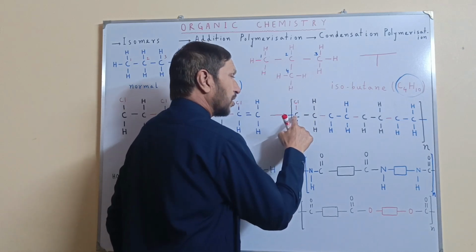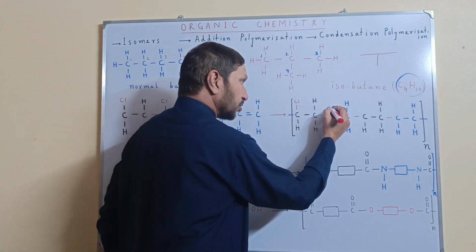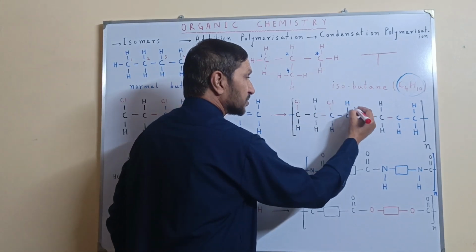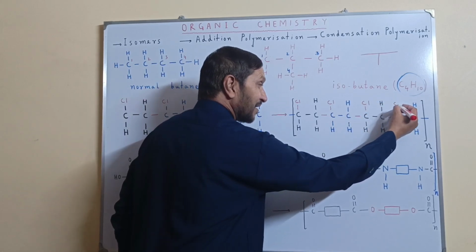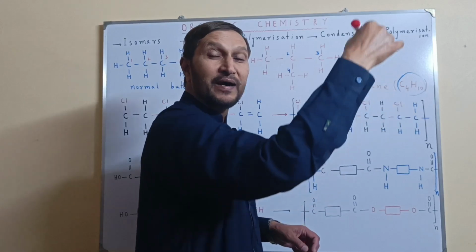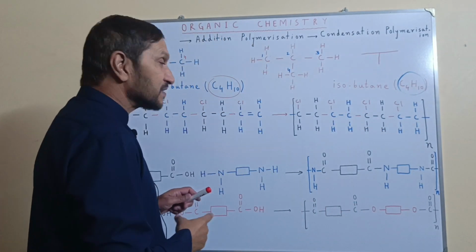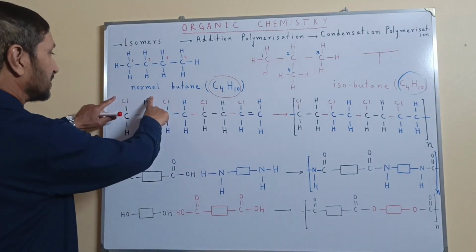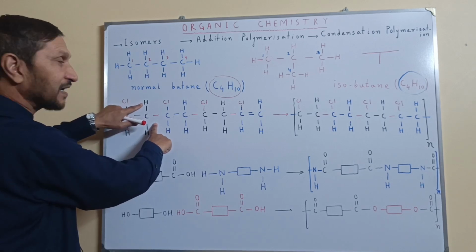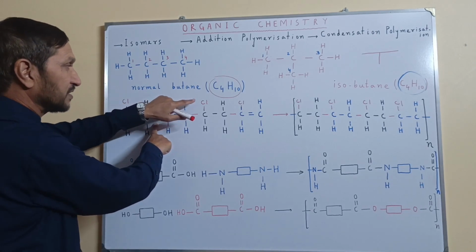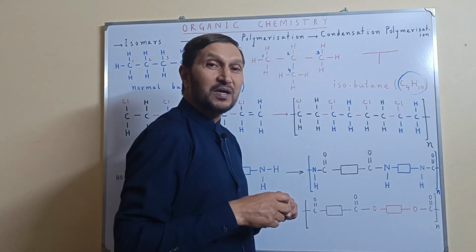Polychloroethene. And as on every second carbon it is chlorine, I will write here chlorine on every second carbon. For example, on carbon number 1, chlorine, then hydrogen, then chlorine, then hydrogen, and so on, alternating chlorine and hydrogen. Why is this sequence formed? Because this chloroethene has chlorine on one carbon and hydrogen on the second carbon. So the same sequence will be followed in the polymer.